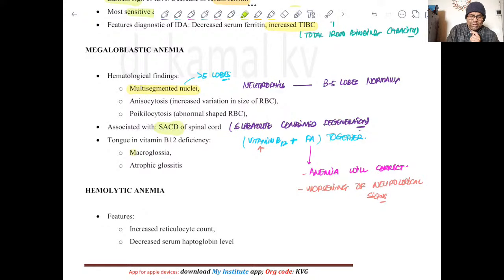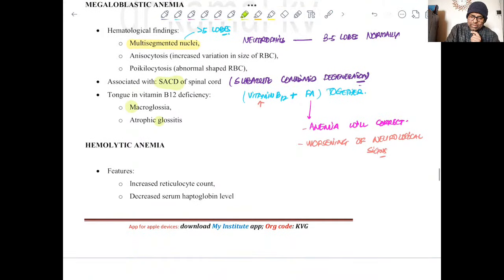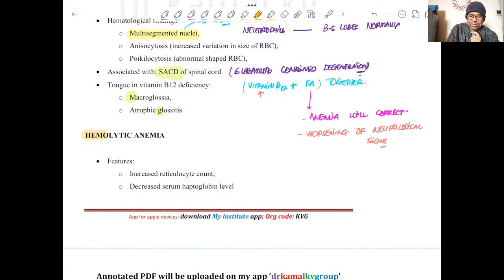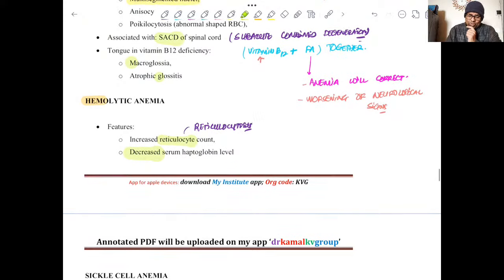Then the tongue will show a large red tongue, so macroglossia, atrophic glossitis. Hemolytic anemia, it means there is breakdown of RBCs, and what will happen? The body will try to produce new RBCs, and those new RBCs are actually the immature forms, that is the reticulocytes. So there will be an increase in reticulocyte count, which we call reticulocytosis. Then the breakdown products of RBC will combine with haptoglobin. So the amount of haptoglobin will fall in the body. So decreased serum haptoglobin levels.